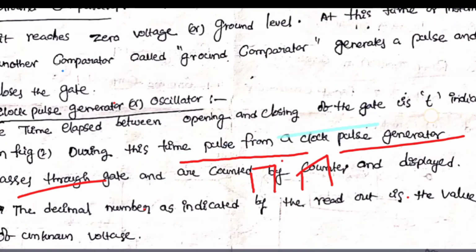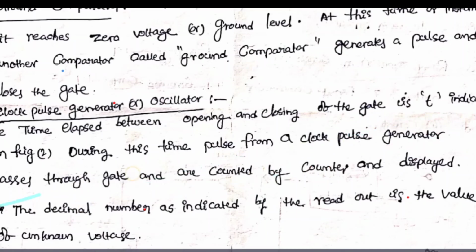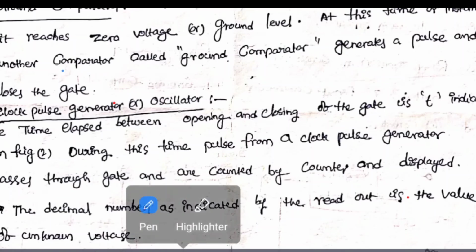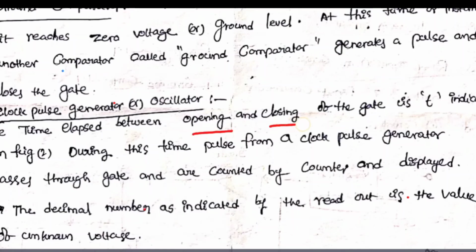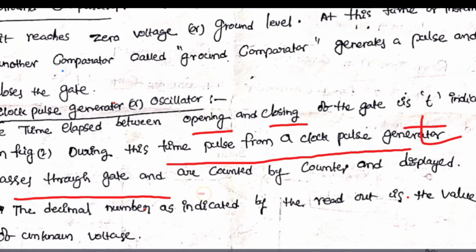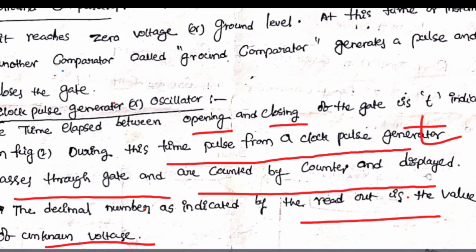What is the function of the clock pulse generator or oscillator? The time elapsed between opening and closing of the gate is T. Already we told in the timing diagram what T is. In figure 2, we already drew a timing diagram. During this time, pulses from the clock pulse generator pass through the gate and are counted by the counter and displayed. The decimal number indicated by the readout is the true value of the unknown voltage. That is the principle of the digital voltmeter, ramp type.